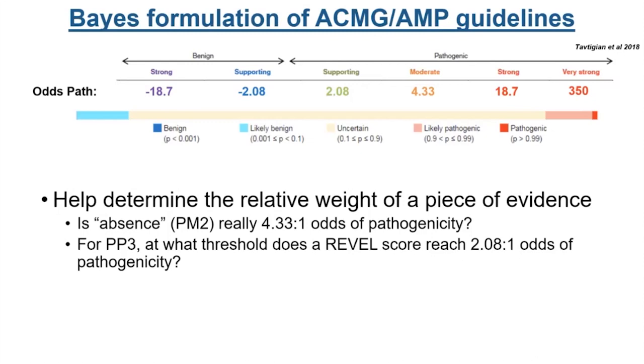You could also use these odds levels when you want to, again, calibrate maybe an in silico tool like REVEL. If you want to determine at what threshold is applicable to say for this gene, a score in a certain range would suggest pathogenicity. You can then calibrate knowing that at a supporting strength level, you need about 2-to-1 odds of pathogenicity.